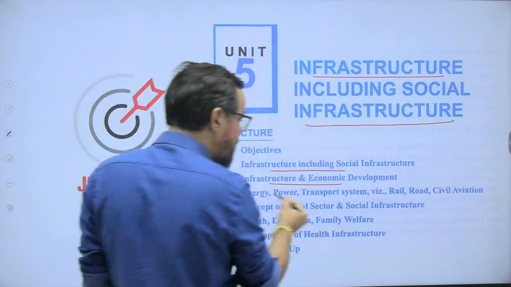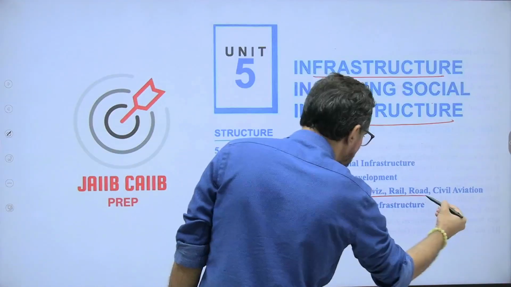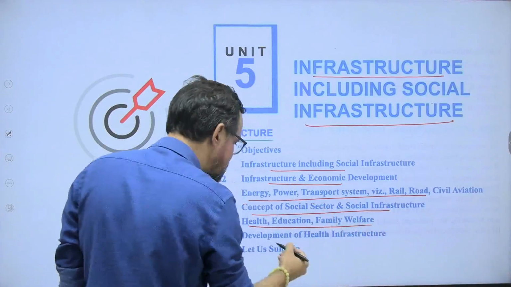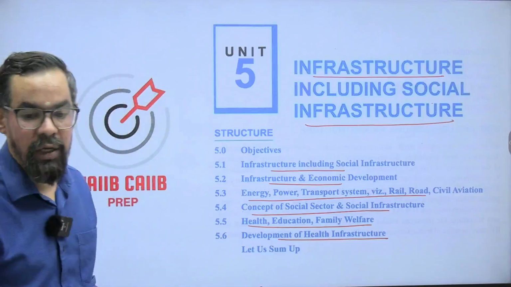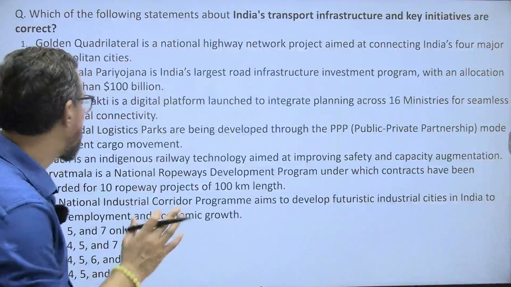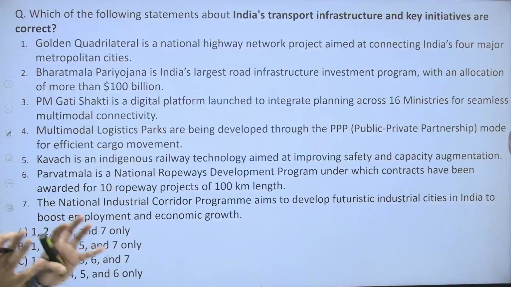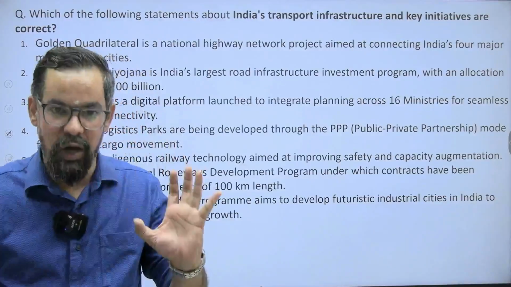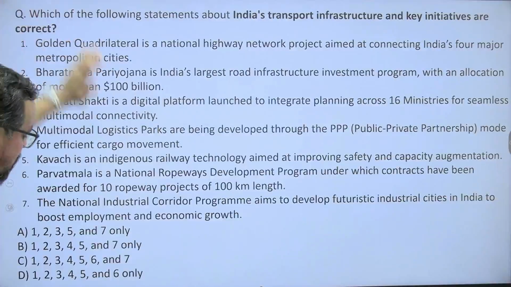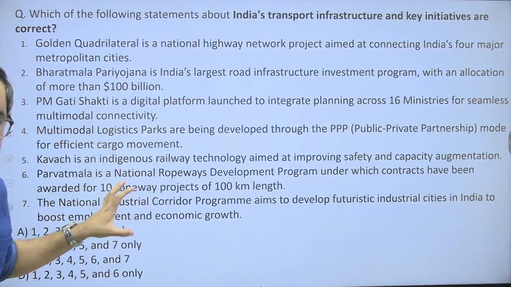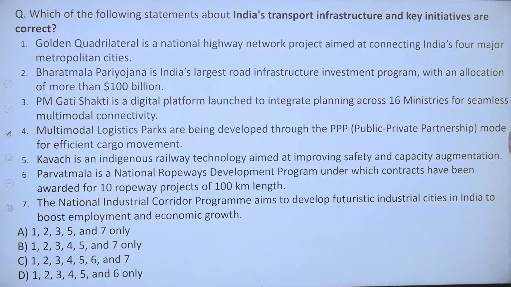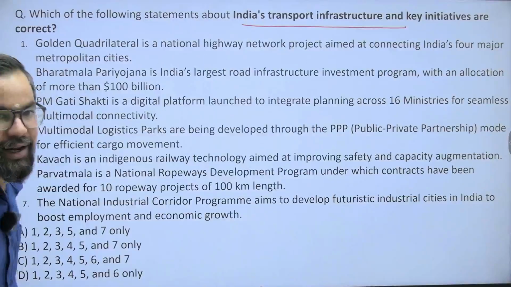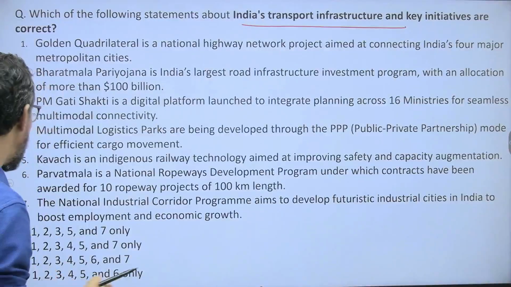Okay? So infrastructure and economic development: energy, power, transport, and we have the concept of social infrastructure: health, education, family welfare, development of health infrastructure. Half mark to 1 mark questions, very small units. Sometimes they ask this type of question. This got asked in your previous-to-previous examination. There were 5 statements in October 2023 when I gave this examination. There was a similar type of question in that one. Which of the following statements about India's transport infrastructure and key initiatives are correct? You have to find the correct statements here, and the question is for 2 marks.